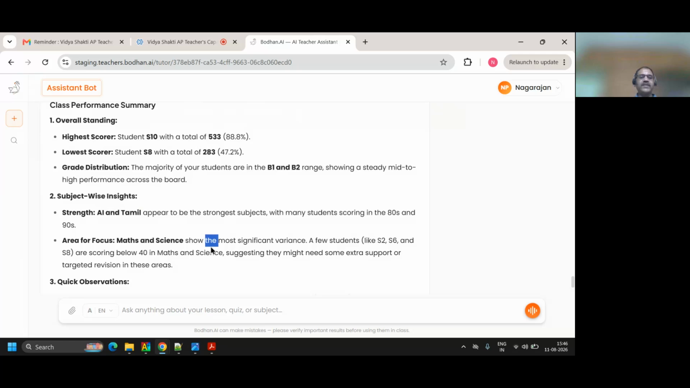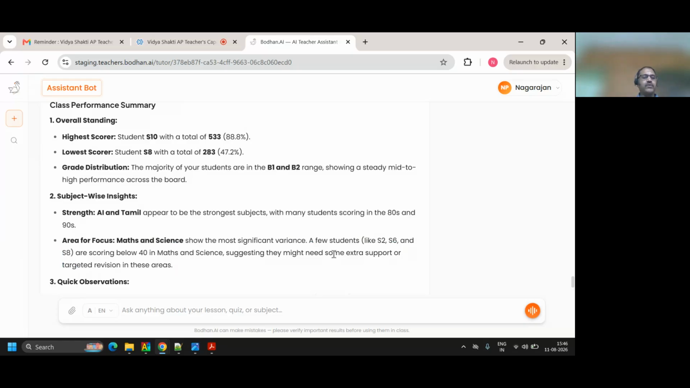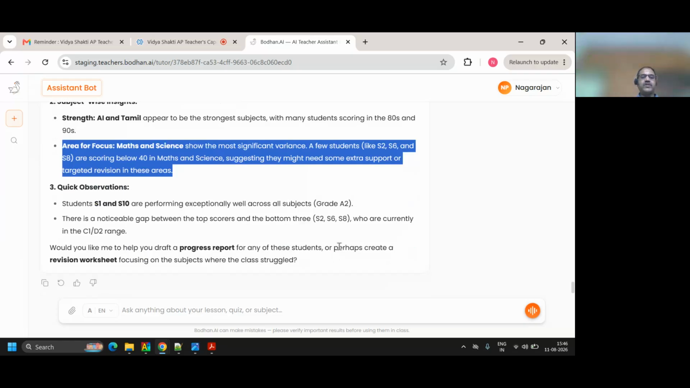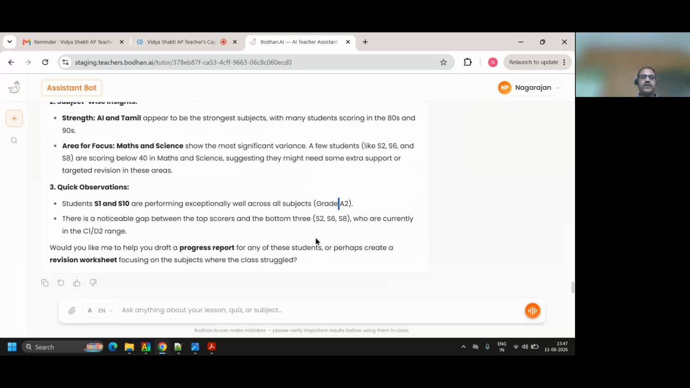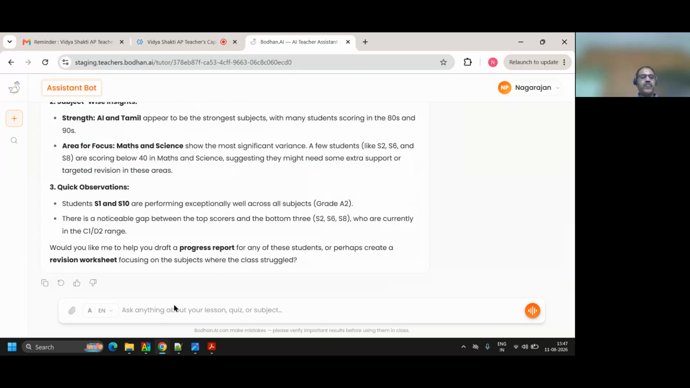Now, focus area, maths and science. A few students, S2, S6 and S8, are scoring below 40 in maths and science. Both the subjects they scored below. They might need some extra support. Quick observations, right? Consistent performance, S1 and S10. Noticeable gap, right?